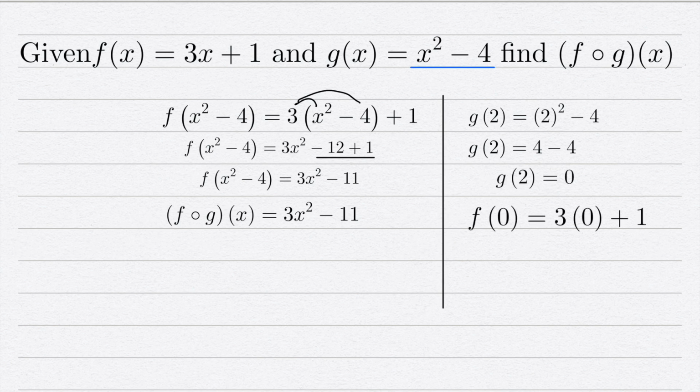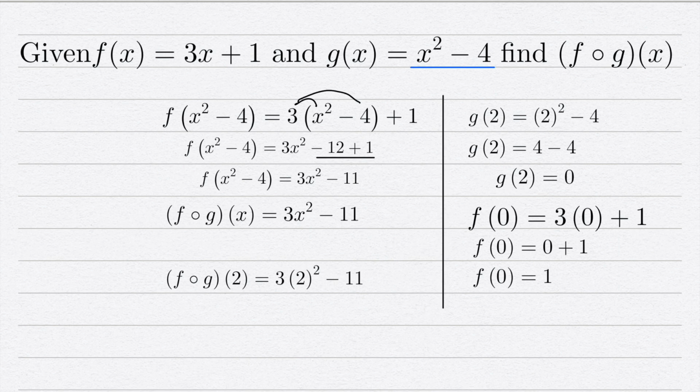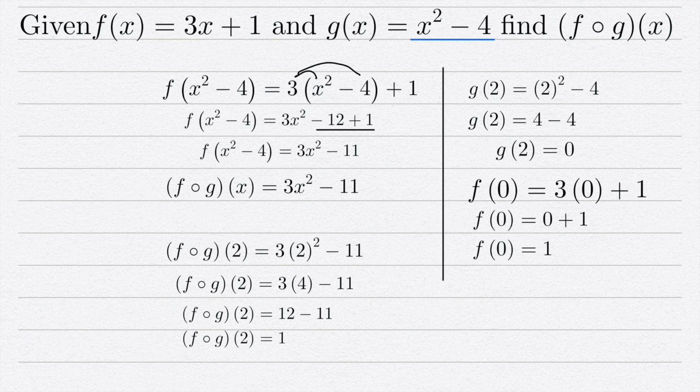Now we plug that into f. f of 0 would equal 3 times 0 plus 1. Since 3 times 0 is 0, and 0 plus 1 is 1, f of 0 is equal to 1. So finally, let's see what would happen in our composite function. So we plug in the original value, 2, and say f composite g of 2 is equal to 3 times 2 squared minus 11. 2 squared is 4, so we get 3 times 4 minus 11. 3 times 4 is 12. So 12 minus 11 is 1.